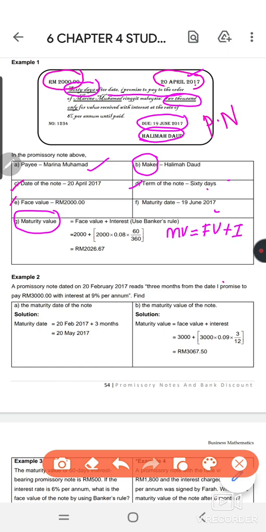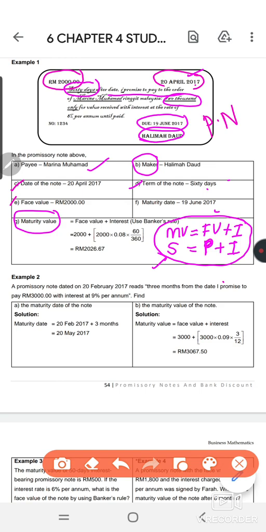Awak boleh ingat chapter 3. Okay, chapter 3 kita belajar simple amount formula kan. S equals to P plus I, so dia lebih kurang sama dengan yang ni, konsep dia untuk maturity value. So maturity value tu kalau dalam konsep simple interest, dia sama dengan simple amount formula. So S equals to P, maknanya nilai yang asal ni, plus I, interest.